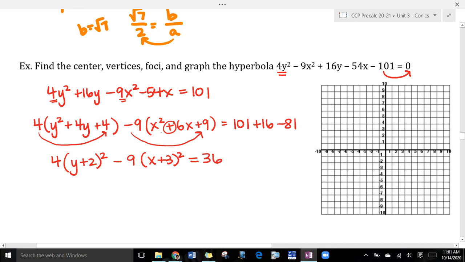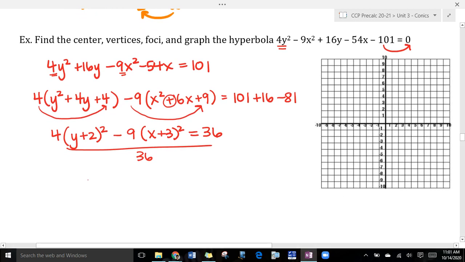We just have to keep an eye out for that negative as we factor it out. And then just like with ellipses, we need this thing to equal 1. So I'm going to divide everything here by that 36 so that my constant equals 1. So the 4/36 will make it y plus 2 squared over 9. The 9/36 will reduce to a fourth. So x plus 3 squared over 4. And then I've got my 1. Okay, so now this looks like the equation of a hyperbola.